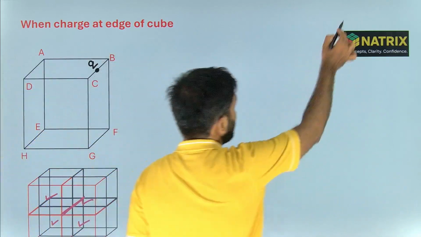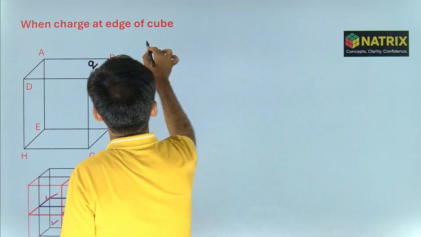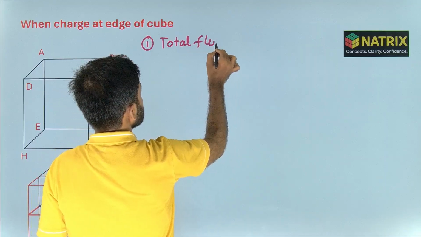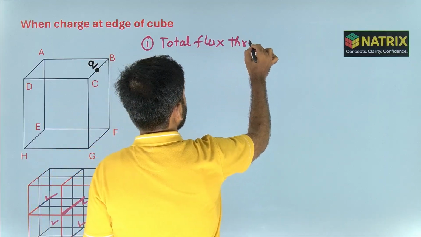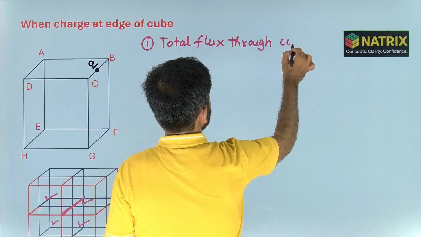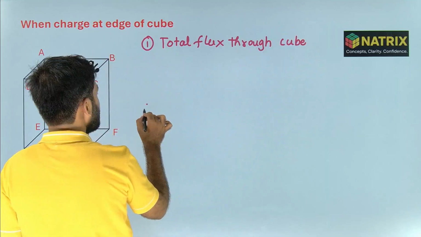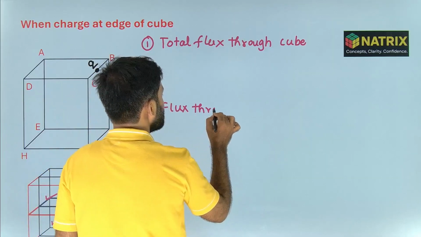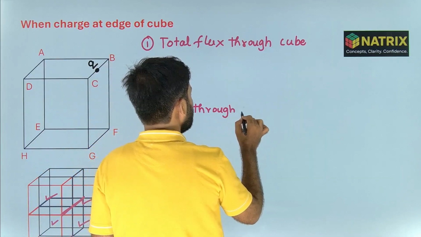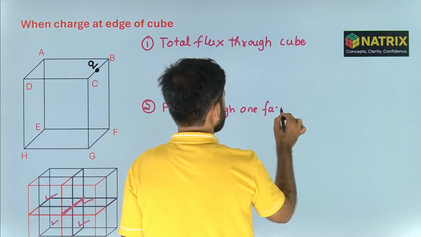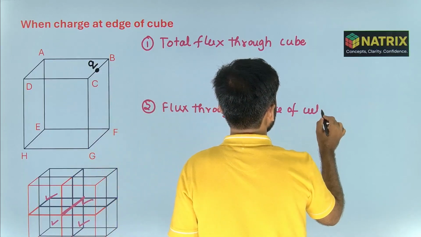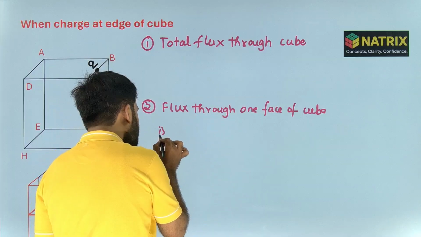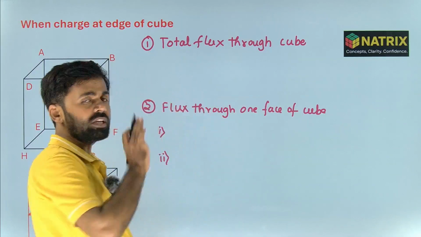That means again there are 2 cases here. First one, total flux through the cube. Second one, flux through one face of the cube. Better we'll refer to it as one face of the cube. Now here again we have 2 cases.